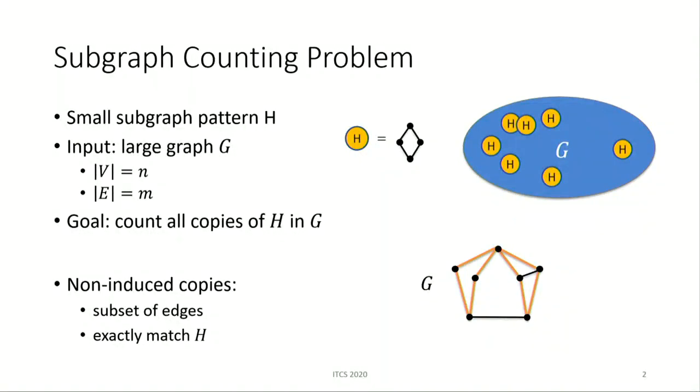So let's start with the subgraph counting problem. In this problem, we have a small subgraph pattern which we call H. It could be, for example, the 4-cycle. And as input, we have a large graph G with n vertices and m edges. And our goal is to count all copies of H in G. And when we say copies, we mean non-induced, meaning that we want a subset of edges in G that exactly match H.